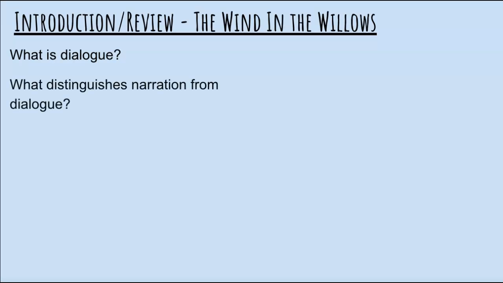Hi, boys and girls. Welcome to the introduction for Lesson 3 with The Wind in the Willows and a little bit of review from the first two lessons. So first thing, what is dialogue? Dialogue is what the characters say to each other in a story. The thing that distinguishes narration from dialogue is quotation marks. When we see quotation marks, that means that the characters are talking.